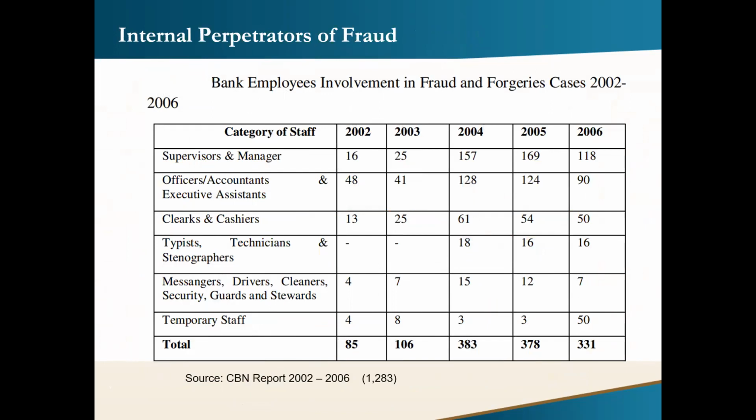So to underscore the last slide, this is an excerpt from a CBN report between 2002 and 2006, showing that about 1,283 staff within the banking industry were actually indicted for fraudulent activities. And as you can see, at the top are the executives, that is the supervisors and the managers. And the least category in this table are the temporary staff. This underscores that when one talks about fraud, especially within the financial industry, care and attention should be given to the staff.